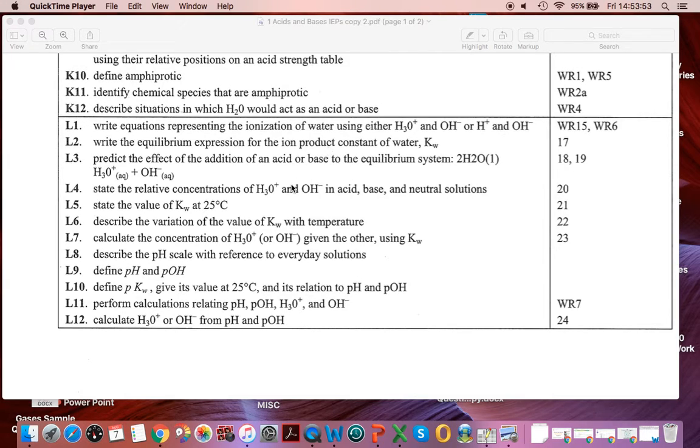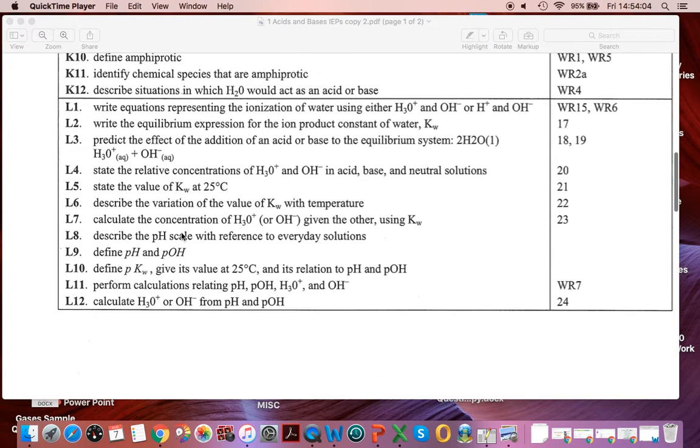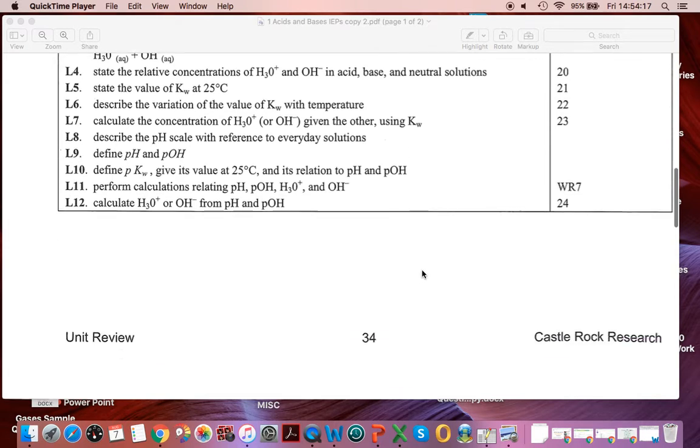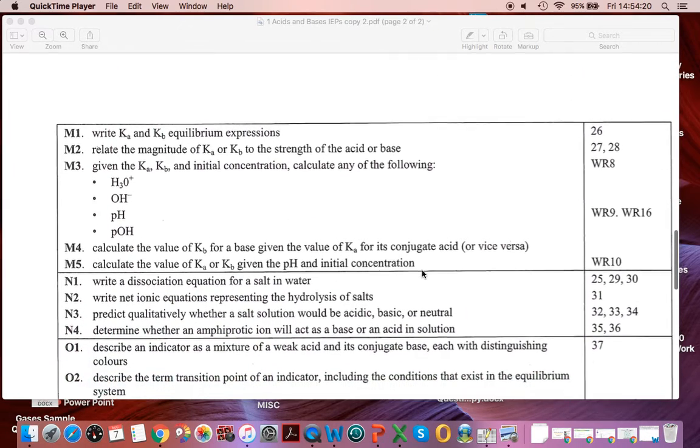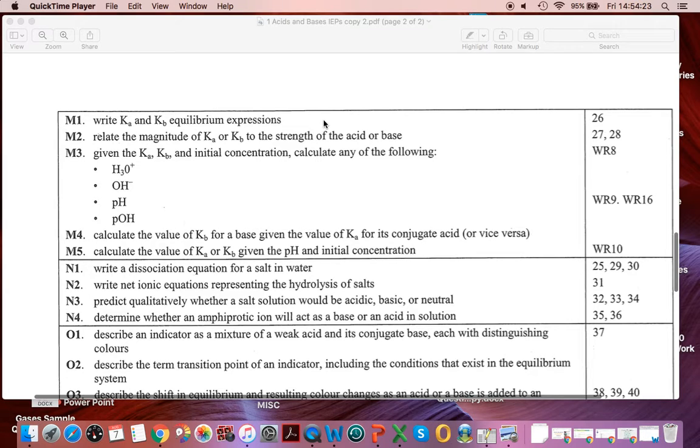You have to be able to write equations. You'll have to be able to predict the effect of adding acid or base to an equilibrium, so that goes back to Le Chatelier. Then we'll get into the pH scale. We have to define things called pH, pOH, pKw. That's going to be all mumbo jumbo. But when we get to it again, it's just using your calculator as a tool. It's going to be very painless. Writing out Ka and Kb equilibrium expressions, that won't be difficult. And doing these kind of calculations, they will become second nature quite quickly, I hope.